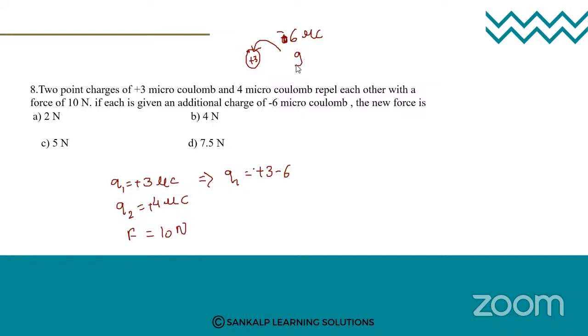Hope Q1 is clear to everyone, how it came. Okay. So Yes, therefore, ma'am, see. So therefore plus 3 minus 6 becomes, that is minus 3 microcoulomb. So similarly for the Q2 also same. It is 4 minus 6, which is equal to minus 2 microcoulomb.